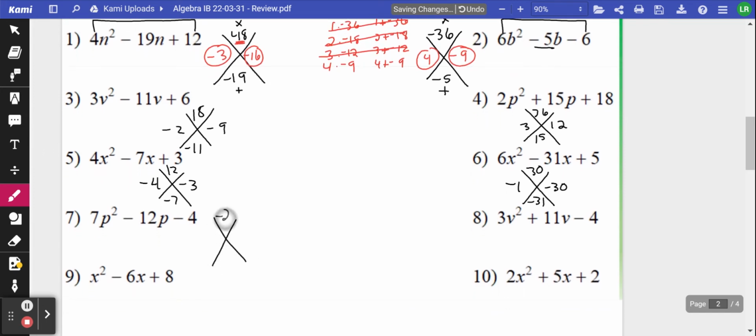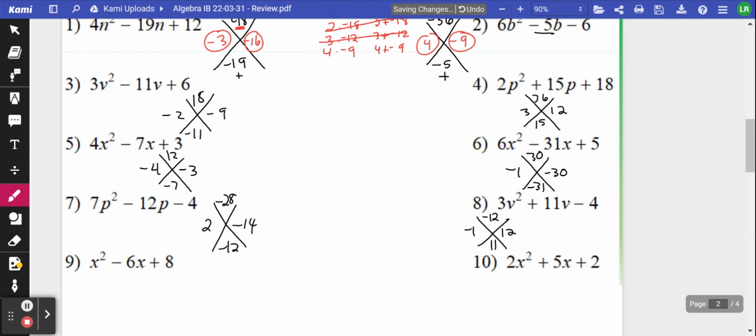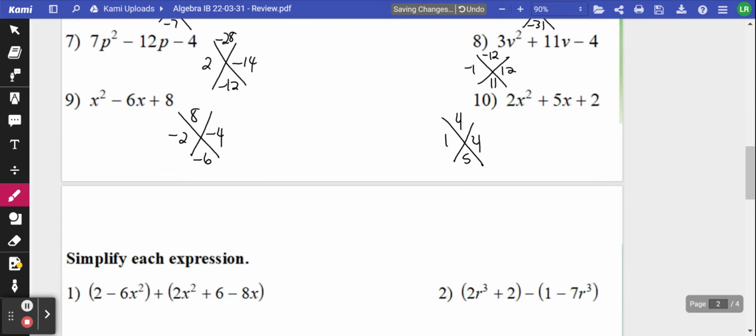Number 7, multiplies to be negative 28, adds up to be negative 12. That's going to be 2 and negative 14. Multiplies to be negative 12, adds up to be 11. That's going to be negative 1 and 12. Okay. Number 9 multiplies to be 8, adds to be negative 6. That's going to be negative 2 and negative 4. And the last one multiplies to be 4, adds to be 5. That's going to be 1 and 4. Okay, so those are our magic numbers. We'll continue working on that when we get back from break.